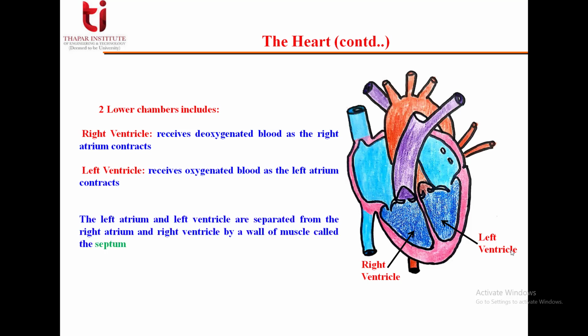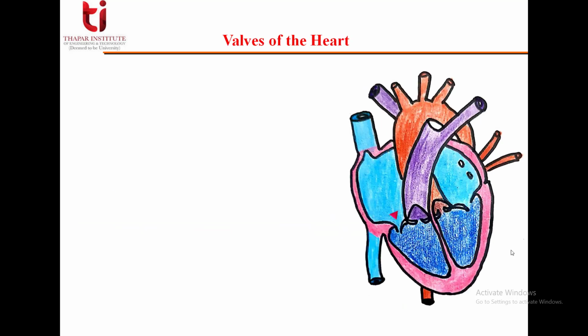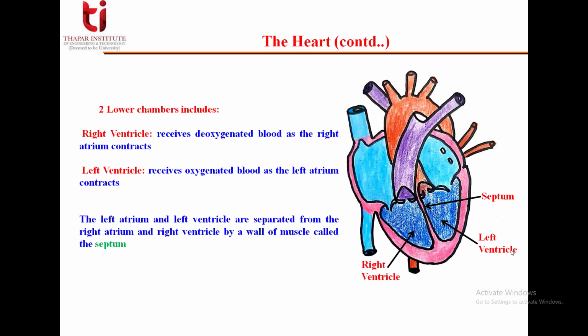Now the left atrium and left ventricle are separated by a wall of muscle, as you can see, that is the septum. This septum is dividing the right atrium and the right ventricle, and also the left atrium and the left ventricle. So this is a wall of muscle which is known as the septum.